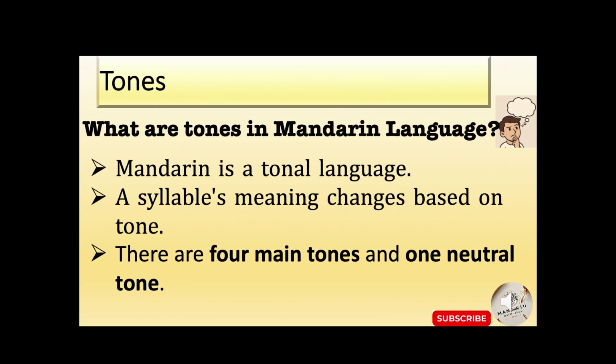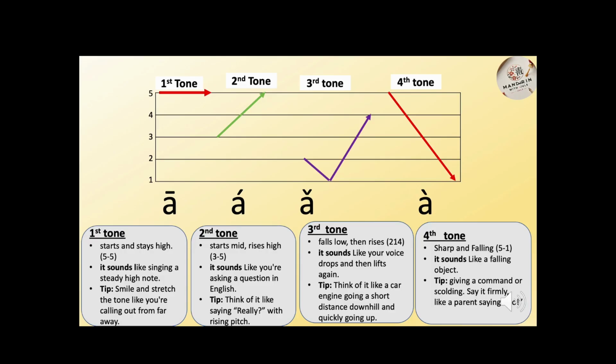Mandarin is a tonal language, and we have four tones in Mandarin. We have the first, the second, the third, the fourth. And then we have syllables that do not have any tones on top of them. We call them the neutral tones. So let's look at the different types of tones and how they are written.